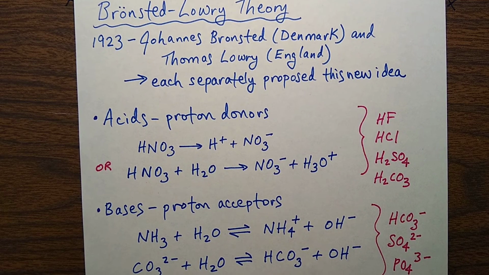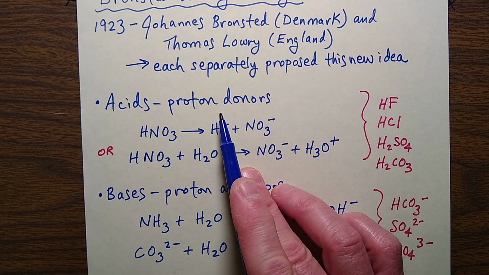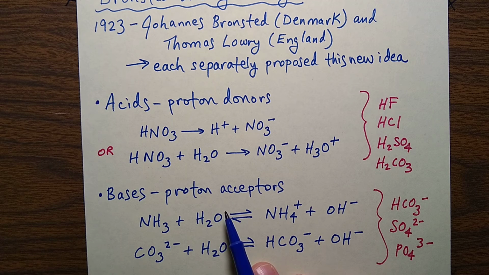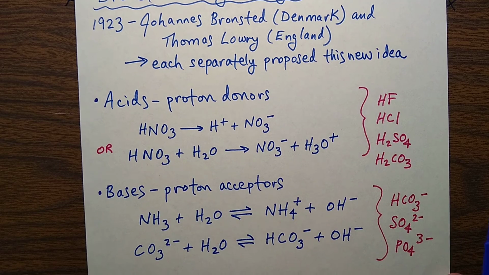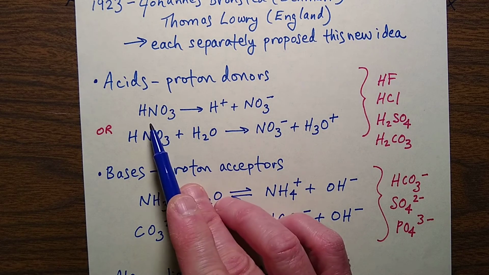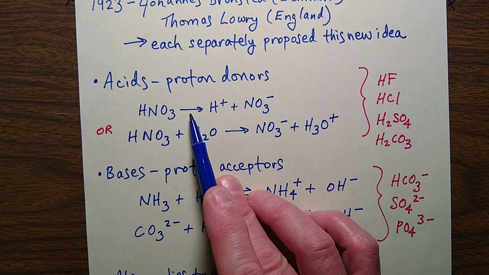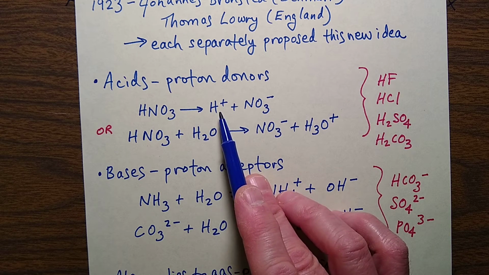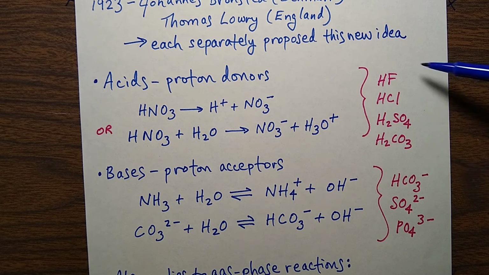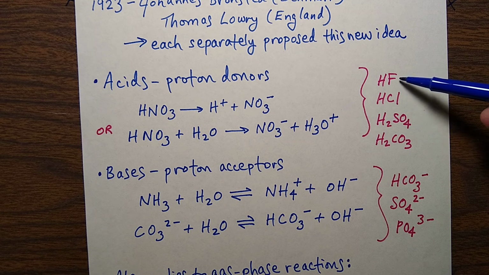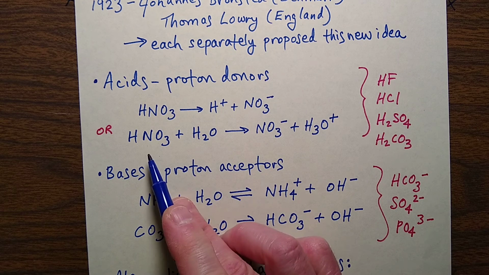It's a more general theory. Acids are viewed as proton donors, and bases are viewed as proton acceptors. So when you view an acid as a proton donor, we usually write a strong acid dissociating like this. It just completely breaks apart into H plus and NO3 minus. Here are some examples of some other acids. These are weak, those are strong.